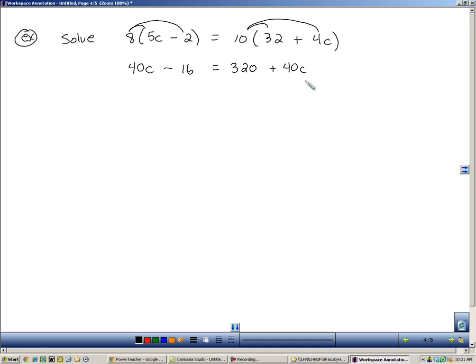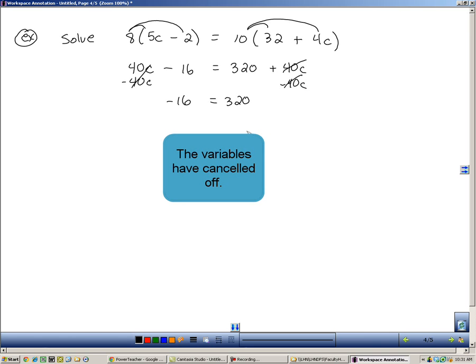Now I want to get all the c's together, so I'm going to move the one with the smaller coefficient. Well, it turns out they're the same, which is going to be interesting for us here, because as we take 40c minus 40c, we get a 0, leaving us with -16. Over here, 40c minus 40c, that's also a 0, leaving us with 320. Notice what happens. The variables are gone. There's no variable left for us to solve for.